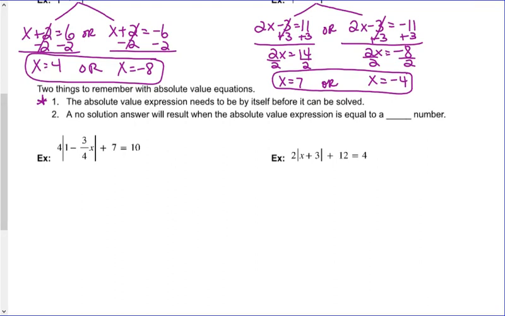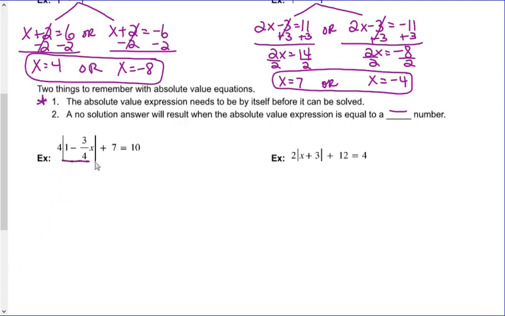And then a no solution answer will result when the absolute value expression is equal to a negative number. So we'll see that in just a second. Okay, let's first solve this guy. The absolute value is not by itself.